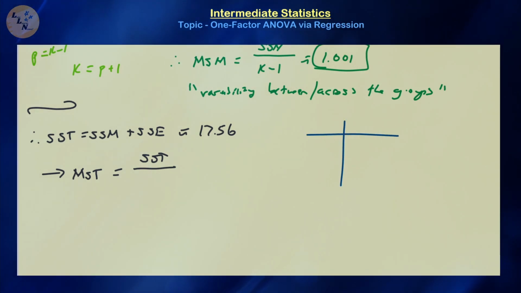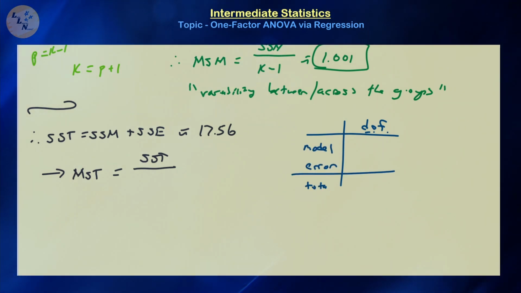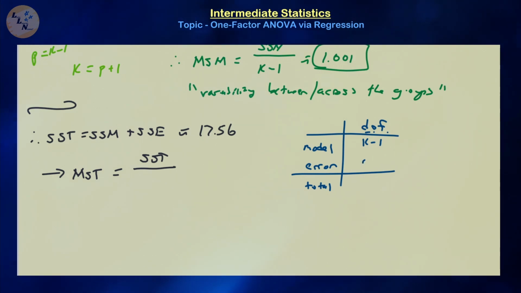So let's build a little table. So here's our degrees of freedom. We have our model, we have our error term, and then we have the total. Remember, they should add up. So for the model degrees of freedom, we had k minus 1. For the error term, we had n minus k.